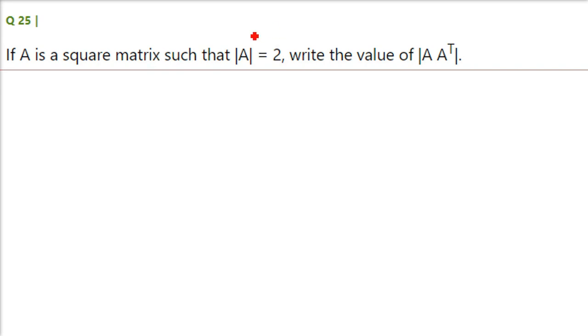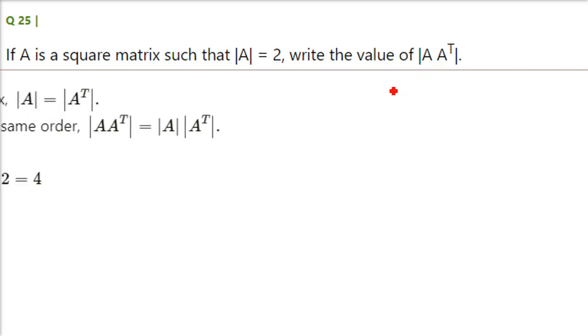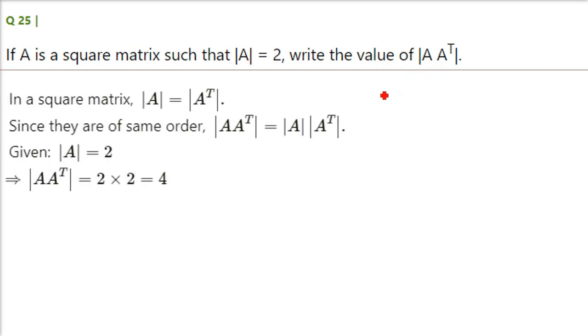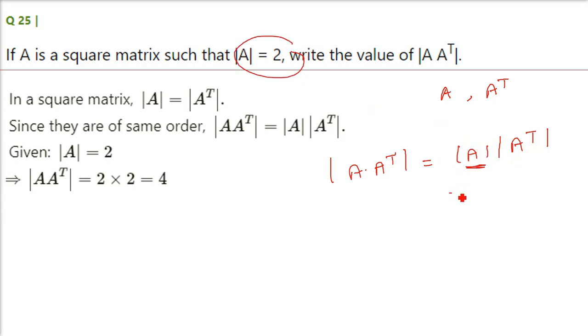If A is a square matrix such that determinant of A is equal to 2, write the value of determinant of A into A transpose. In a square matrix, if you take the transpose, the determinant won't change. So for A dot A transpose, because the orders are the same, you can just write it as determinant A and determinant A transpose. I told you the determinant of AB will be equal to determinant A multiplied by determinant B. The value of determinant of A is already given in the question. It's 2. If you take the transpose or whichever, the determinant won't change. So determinant of A and determinant of A transpose will be the same. So it is 2 into 2, which is 4. The answer is 4.